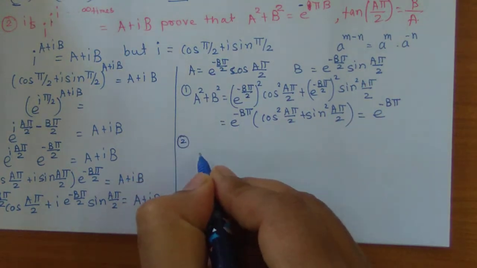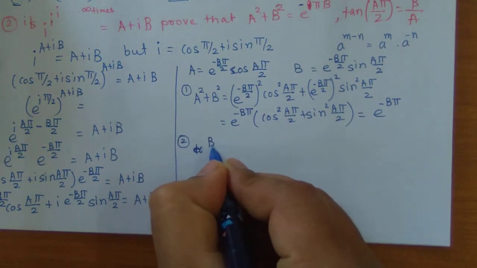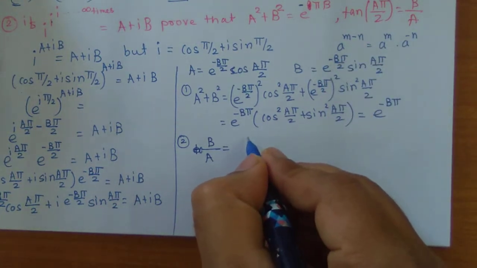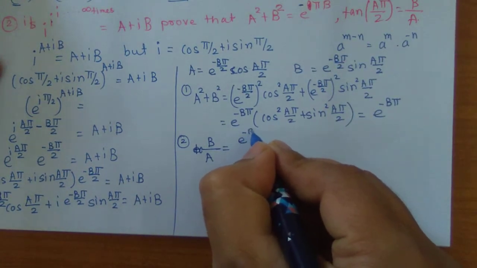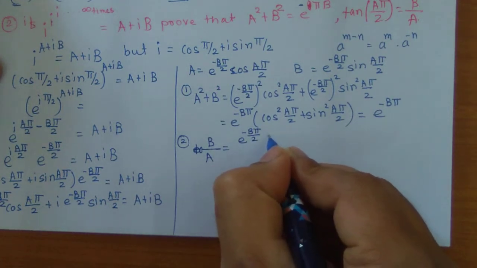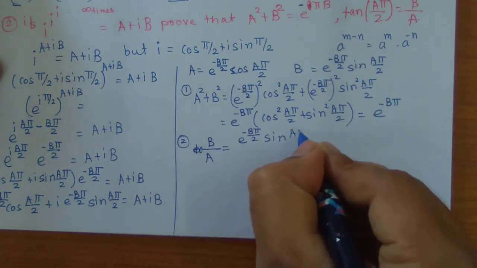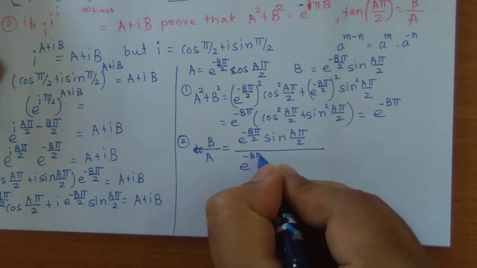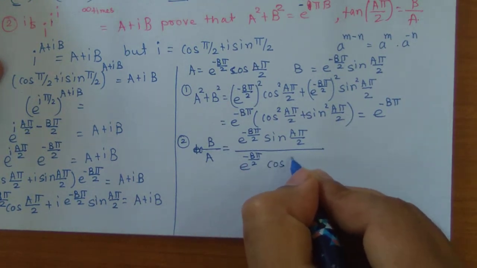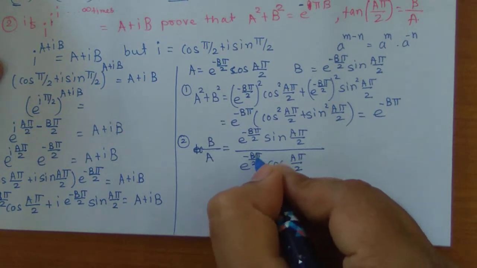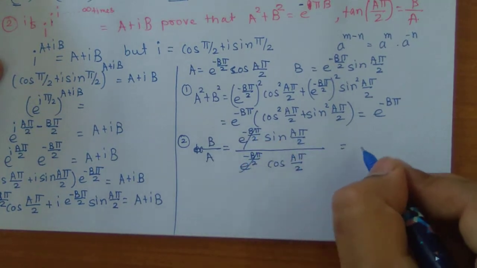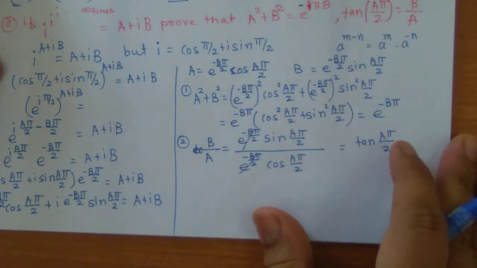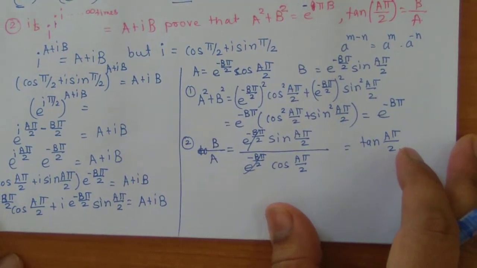Now the second part, we have to prove b/a is equal to this. So b/a is equal to e^(-bπ/2) sin(aπ/2) divided by e^(-bπ/2) cos(aπ/2). So this and this get cancelled. Sin θ upon cos θ is tan θ. So hence this is tan(aπ/2). Okay, so this is how one can calculate the expected answers.